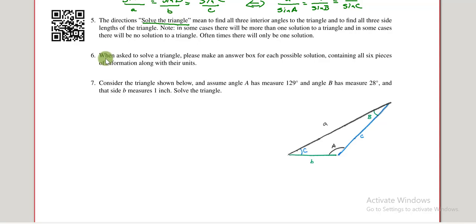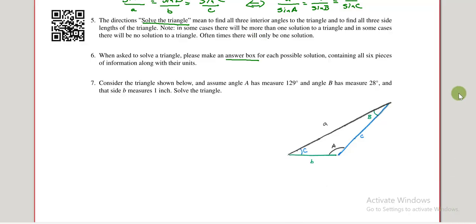The other thing, folks, is when I ask you to solve a triangle, please make an answer box for each possible solution. Each answer box should have all 6 pieces. I should point out that sometimes when I ask you to solve a triangle, there will be more than one solution, or in some cases no solution, but oftentimes there will only be one solution, and we'll talk more about that in class.